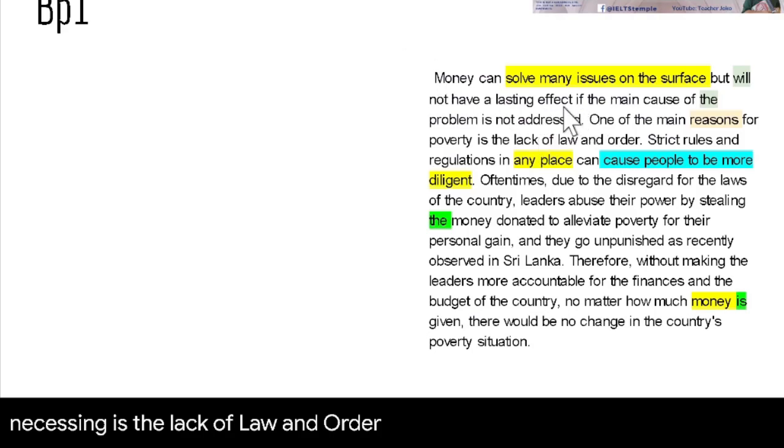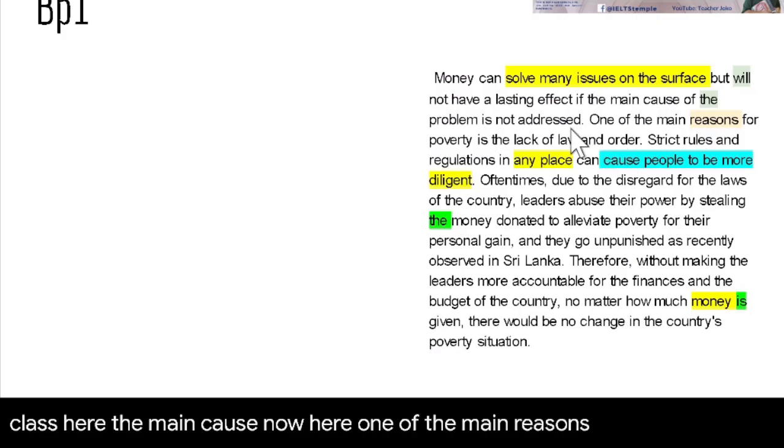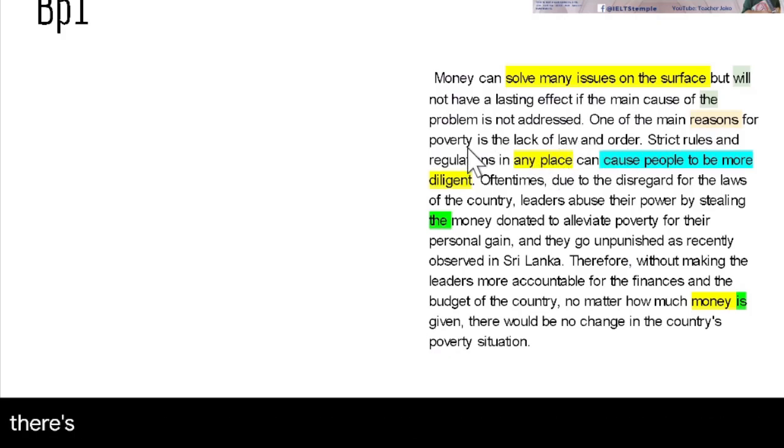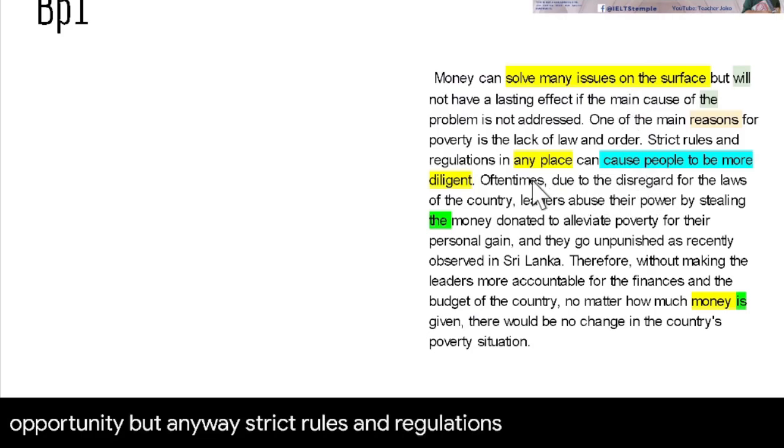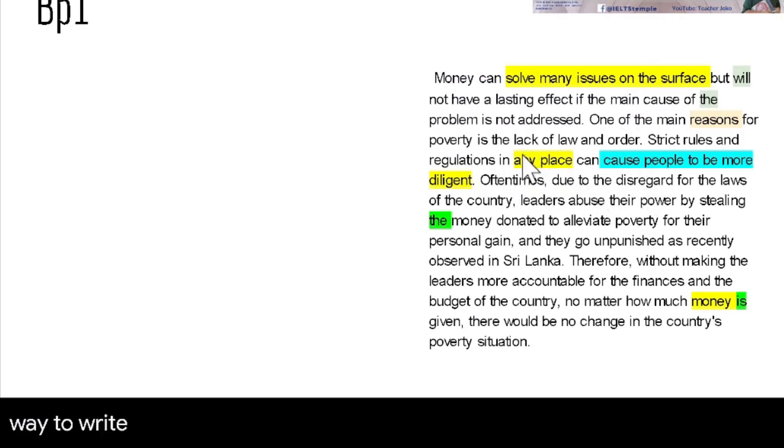Okay, you need to have some kind of cohesion here between the main cause. Here's it. It's the main cause. Now here I have one of the main reasons. Connect those two. There's a lack of law and order. Really? I think it would be a lack of economic opportunity. But anyway, strict rules and regulations in any place. That's a weird way to write, any place doesn't fit there. Can cause people to be more diligent.